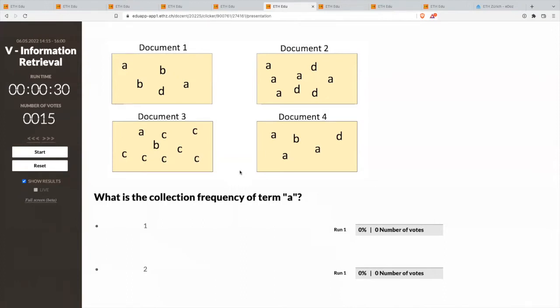That's the collection frequency. Is the collection frequency good or bad? Is it useful? Did we use it? Did we not use it? Anybody? Do we use the collection frequency or the document frequency? The document, yeah. So in fact, we did try the collection frequency.